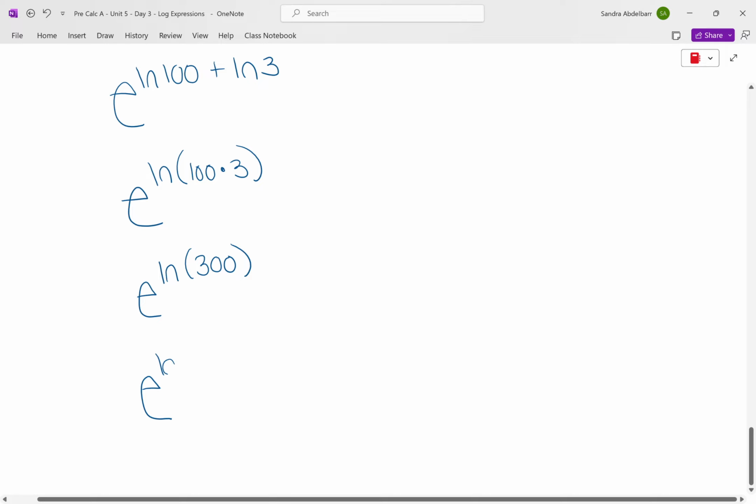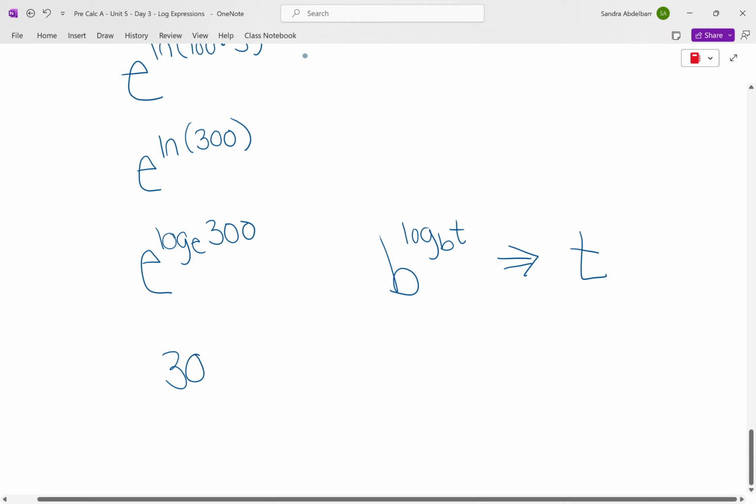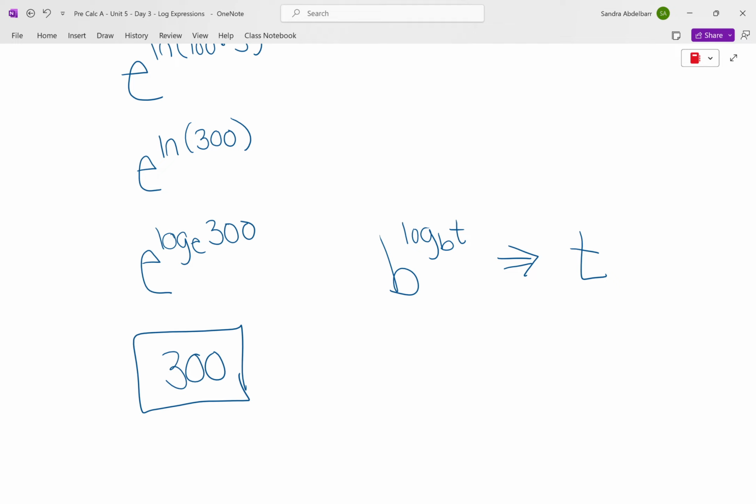This is a shortcut, guys. Isn't ln log base e? So this is e to the log base e of 300, which is the same as b to the log base b of t. What does that simplify down to? T. So what is e to the log base e of 300? 300. You got it.